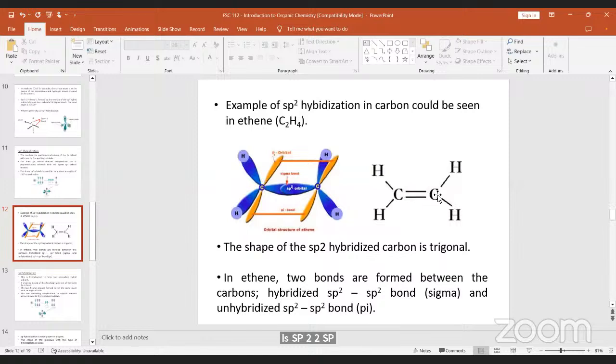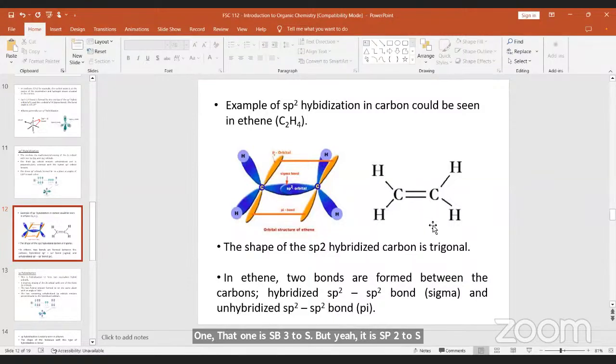sp2 to sp2. So if I put a question mark here in the middle and I say, what is the nature of the bond? It is sp2 to sp2. The nature of this bond, this one here, which is similar to this one, which is similar to this and this, is sp2 to s. Contrast it to what you have in sp3. That one is sp3 to s, but here it is sp2 to s because this carbon is sp2 hybridized.